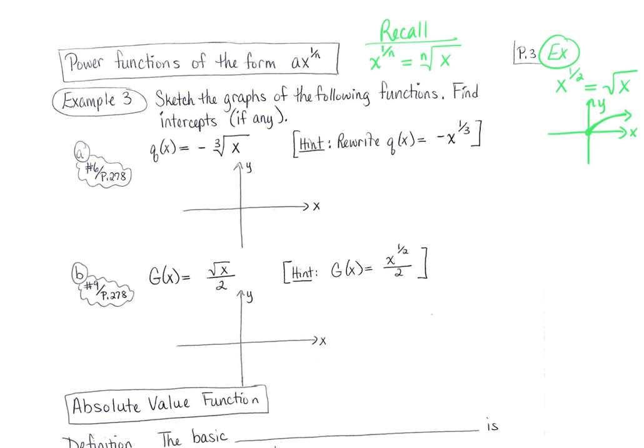That's the graph of the square root of x. Okay? So that's an example. You can also have others, okay? You have to sketch the graphs of the following functions and find the intercepts, if any.